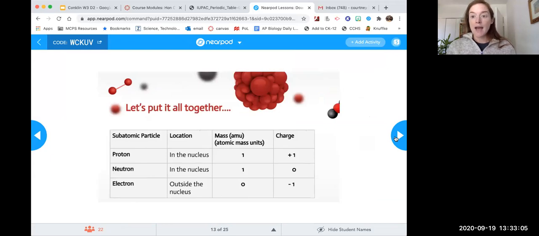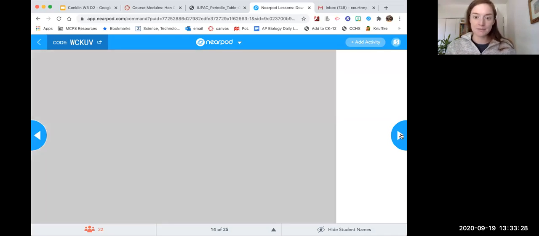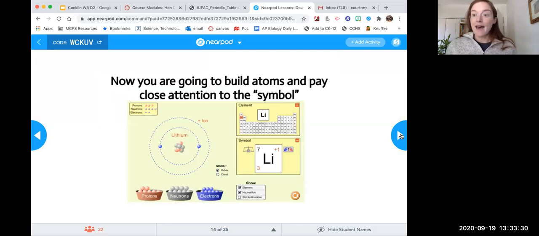And so, as you can see, parts that have mass are the protons and the neutrons. So when we talk about the whole mass of the atom, we have to add together the protons and the neutrons. Electrons are so tiny that we say they have no mass at all. They don't play a role in mass, but as we said, they do play a role in charge. Okay, that was kind of a review of what you did with the sim last week.